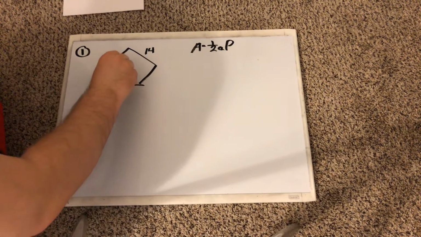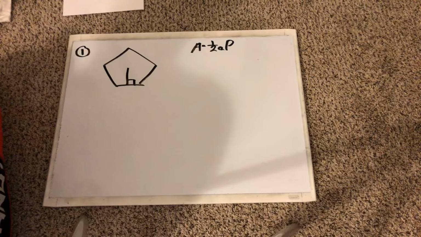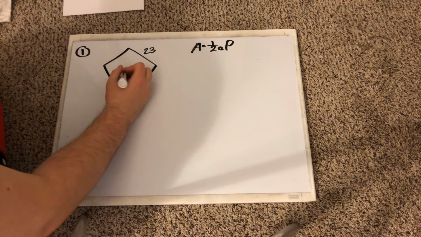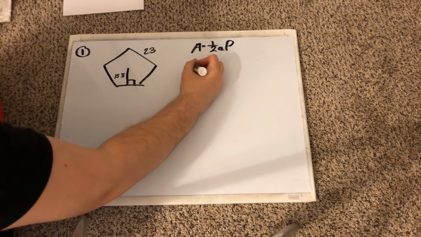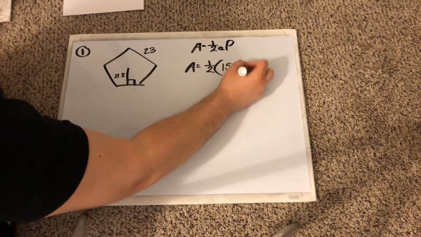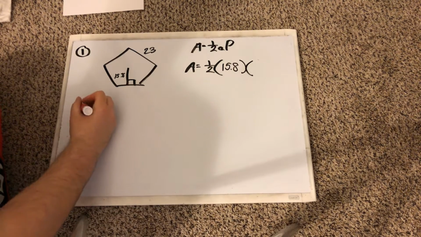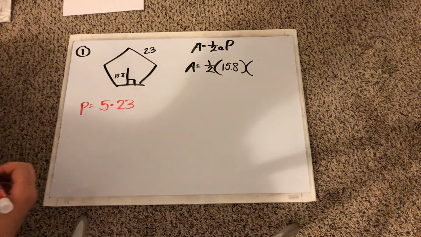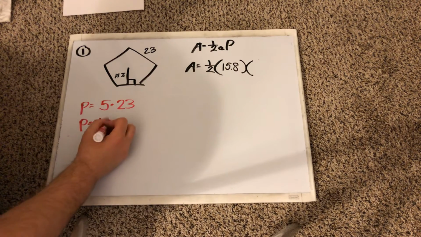Let's look at example number 2. It's still a pentagon. Each side is 23. And this is 15.8 for the apothem. So we have area equals 1/2. The apothem is 15.8, and we don't know the perimeter, so let's do that off to the side. The perimeter, 5 times 23. So the perimeter comes out to be 115.